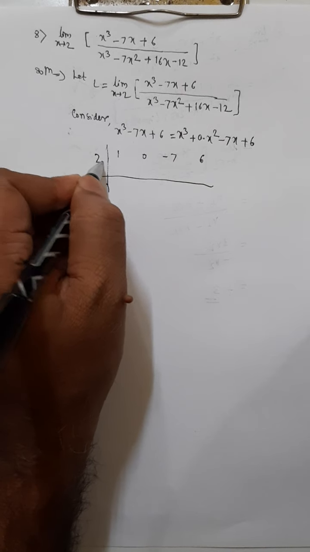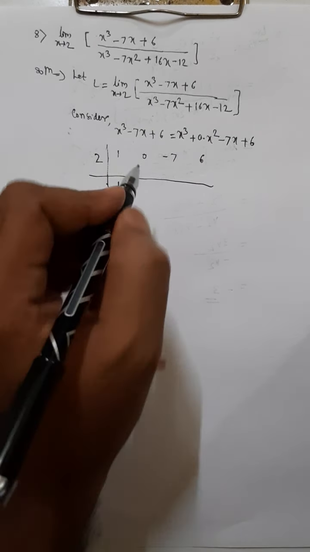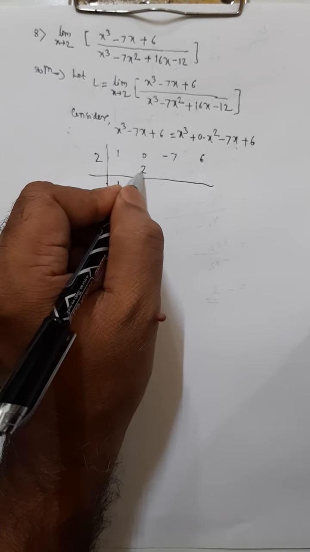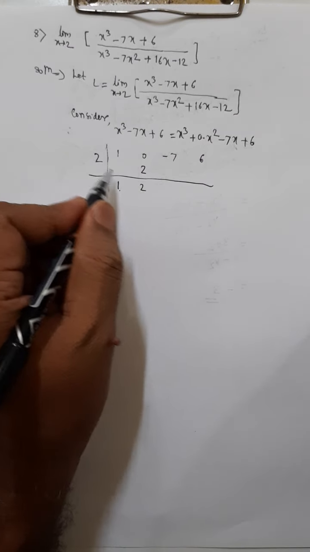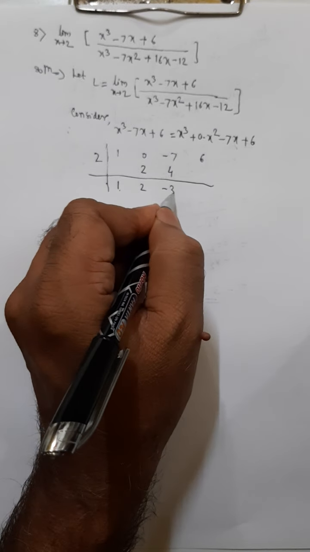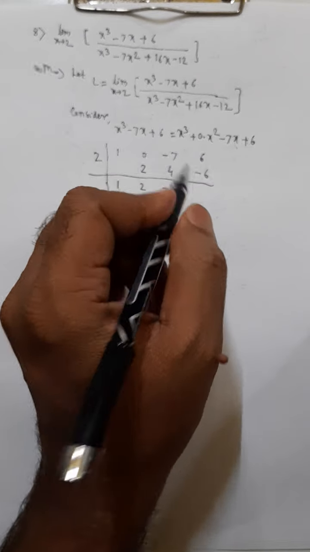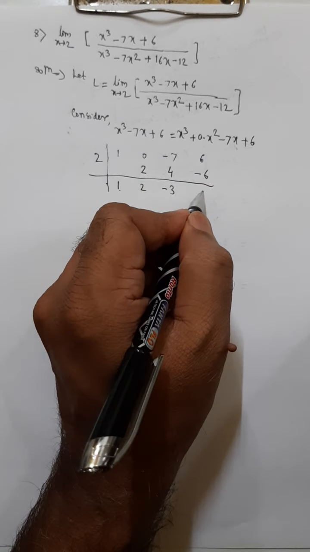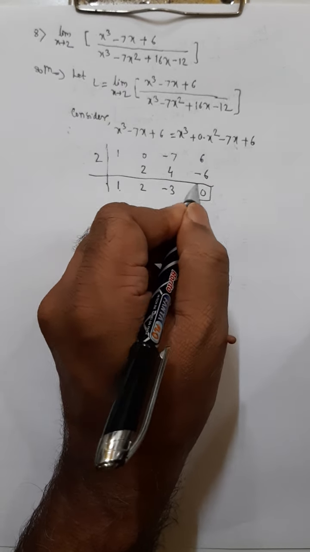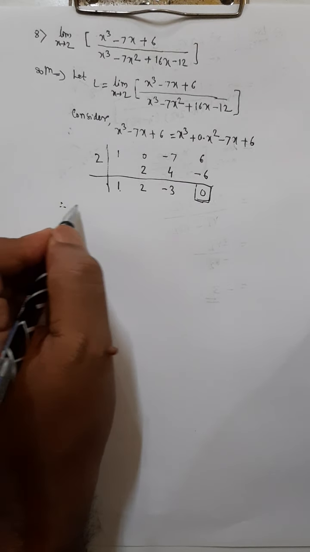So write 2 here, then take 1 below as it is, and then take the product 1 into 2, write the product here, 2. Then addition: 2 plus 0 is 2. Again 2 into 2 we get 4. Minus 7 plus 4 means minus 3, and minus 3 into 2 we get minus 6. Note that always this last difference must be 0, we must get this 0.